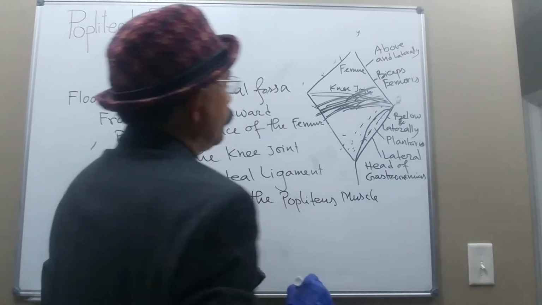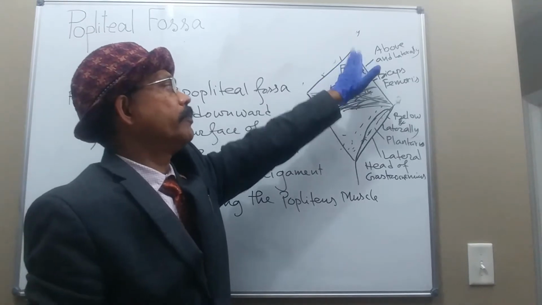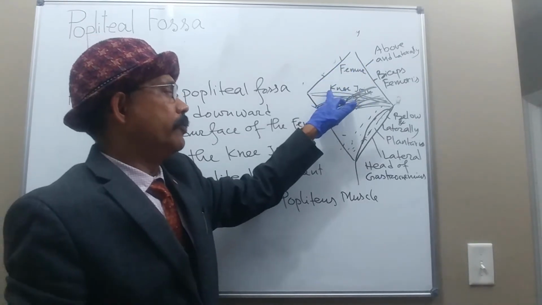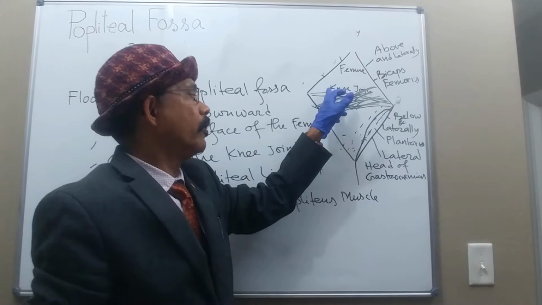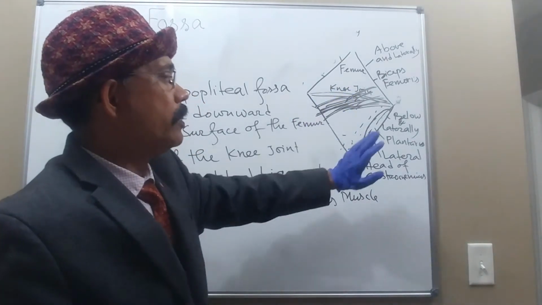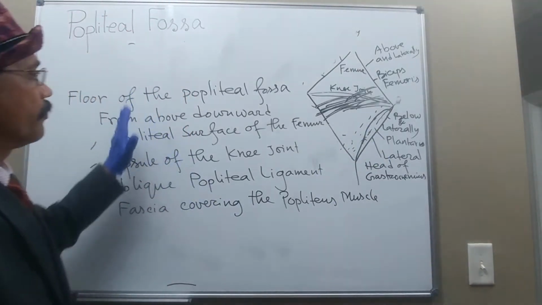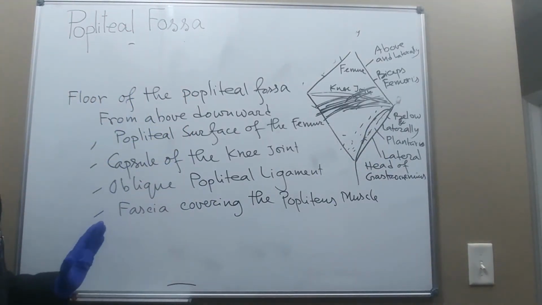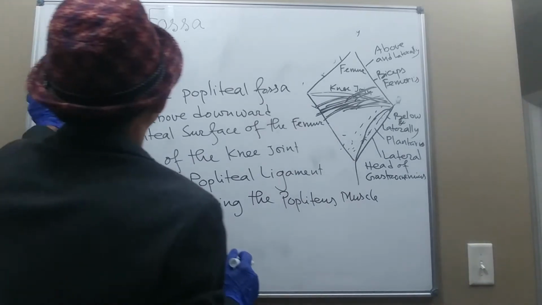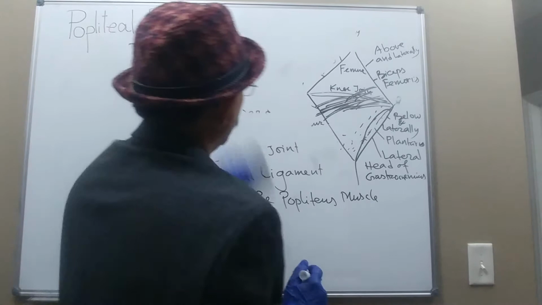Okay, so we got the popliteal surface of the femur, the joint, fibrous capsule of the knee joint, oblique popliteal ligament, fascia covering the plantaris muscle. This forms the floor of the popliteal fossa. Okay, now we'll go to the contents of the popliteal fossa.